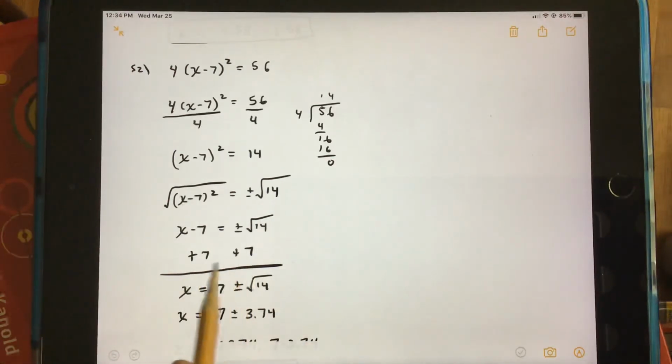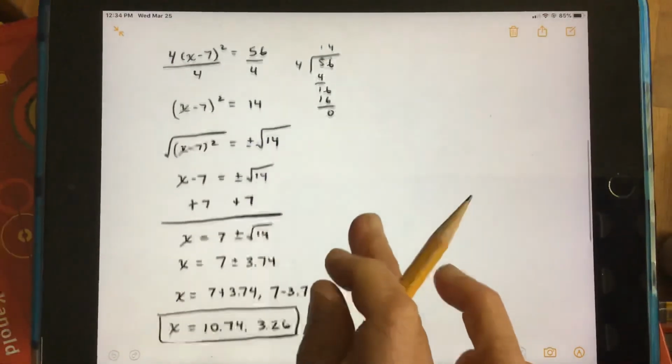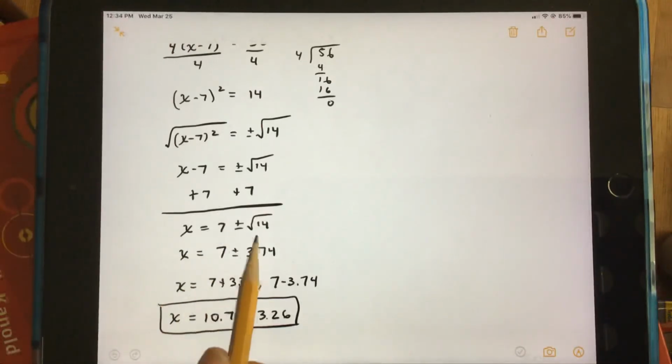My next step will be to add 7 to both sides of my equation, and that will give me x equals 7 plus or minus root 14. And then I'm going to use my calculator to find out what the square root of 14 is to 2 decimal places, to the nearest hundredth, and here it is, 3.74. So x is equal to 7 plus or minus 3.74.